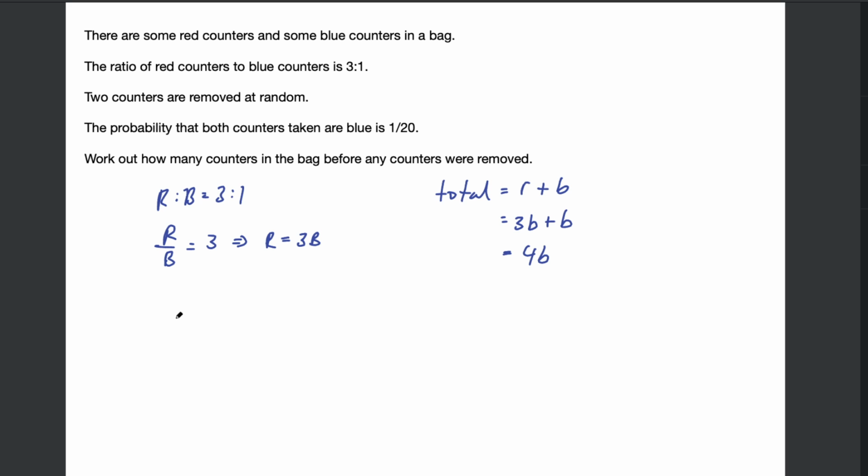So then, how could we represent the probability of picking a blue counter? Well, it's the number of blue counters, which we've called B, out of the total, which we've said is 4B. So then the probability of picking a blue counter, cancel the B's, it's a quarter.